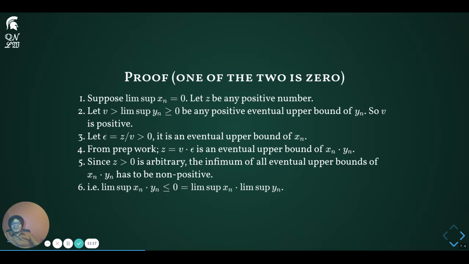If we take v to be any number bigger than lim_sup of yn, it must be positive. And so the number epsilon, which is z over v, is also positive. And so it is an eventual upper bound of xn. So we see that z can be written as a product of a number epsilon that is greater than lim_sup of xn, together with a number v that is greater than the lim_sup of yn. So from the prep work, we know that z is eventually greater than the product sequence. And we're done.